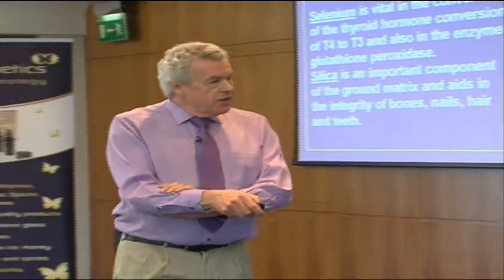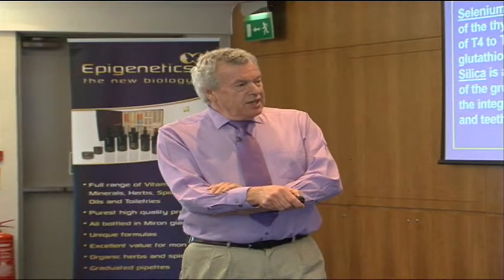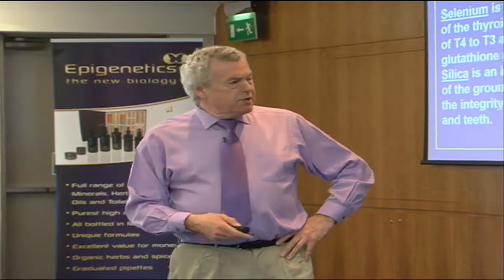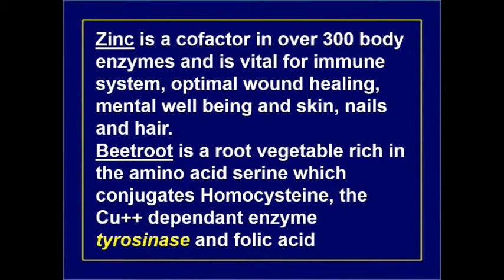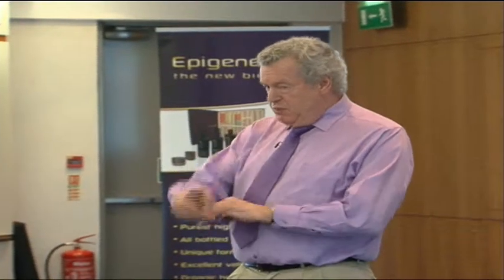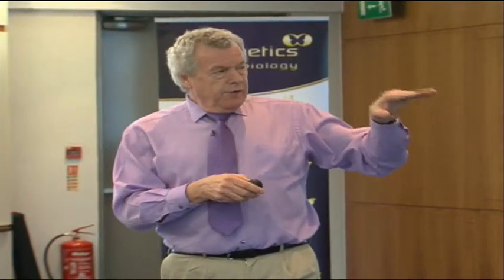So I always think about this as one of the reasons, the silica, there's many reasons with the cartilage, but they do get prone towards arthritic problems, reds much more. Zinc is over 300 body enzymes, so this is everything from wound healing to repair of the tissues. Beetroot is rich in the amino acid serine and copper, and that's why we put all these together and we call it the smart red complex. So this is only for red people. Okay? So you don't give this to green people or to blue people, they have their own. So the formula is designed as a multiple for red people.